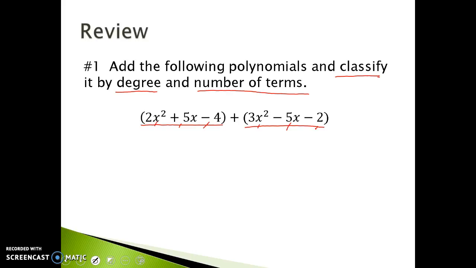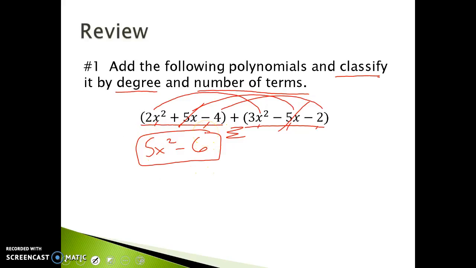And remember, we can add them together as long as the variables are the same. We're going to add like terms. So for example, 2x squared plus 3x squared is 5x squared. 5x's and negative 5x's, those cancel each other out. And a negative 4 and a negative 2, that is a negative 6. I am not foiling anything here because I'm adding. I'm not multiplying. And so my answer is just 5x squared minus 6. That is a quadratic. This is something you'll need to know tomorrow on your quiz. A quadratic binomial.